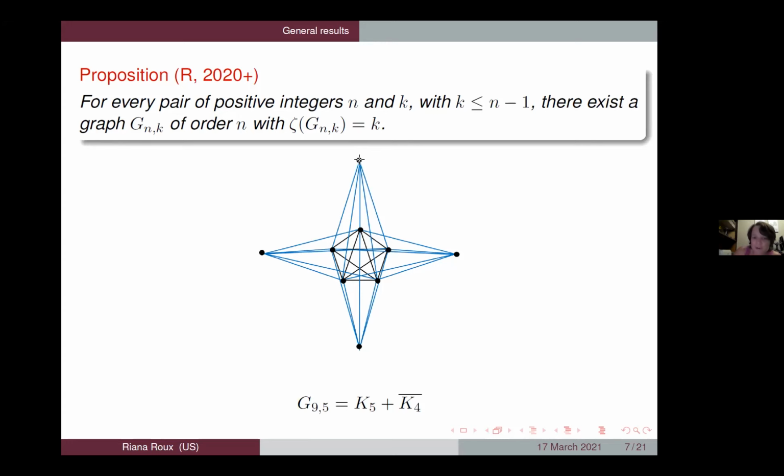And then we start probing these outer vertices one at a time to make sure that we catch the robber. So then 5 vertices will be enough. Okay.